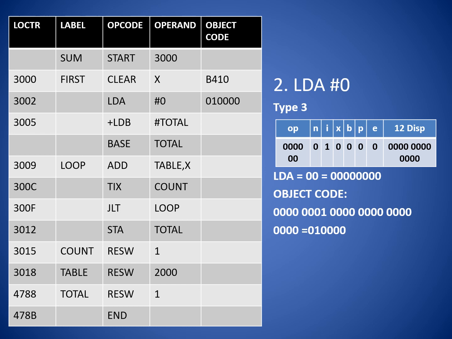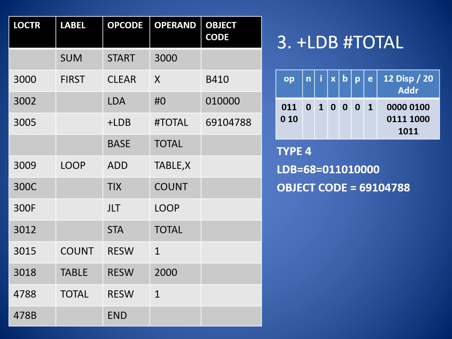So for the given question, LDA has opcode 00, and we take the first 6 bits for the opcode. For the object code, we group 4 bits each to get the object code for the particular statement. So the object code which we get for the second one is 010000.